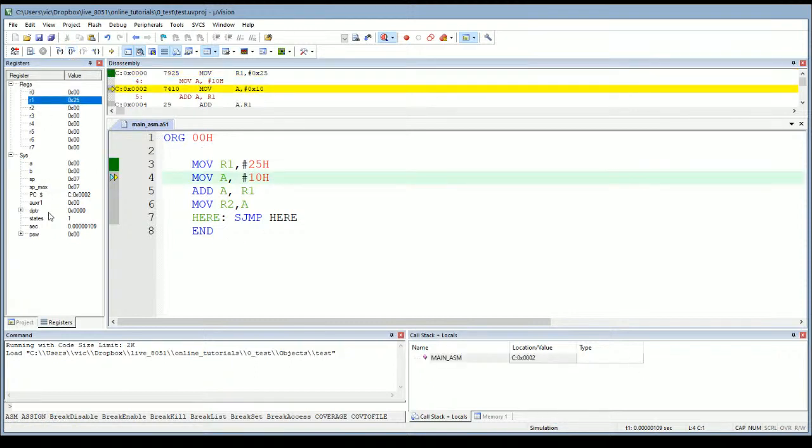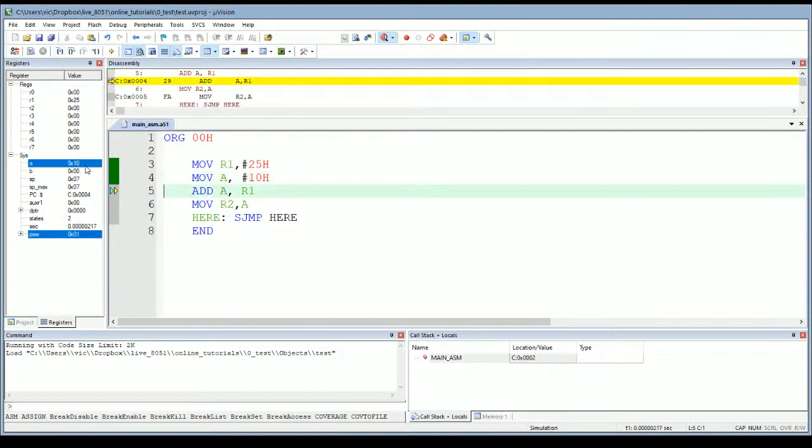Here you can see different registers. These are the RAM registers. Register 1 has 25, and the accumulator has 10 assigned. Now for the addition, remember these are hexadecimal codes, so don't treat them as decimal numbers. 25 hexadecimal is not equal to 25 decimal. These are two different things.